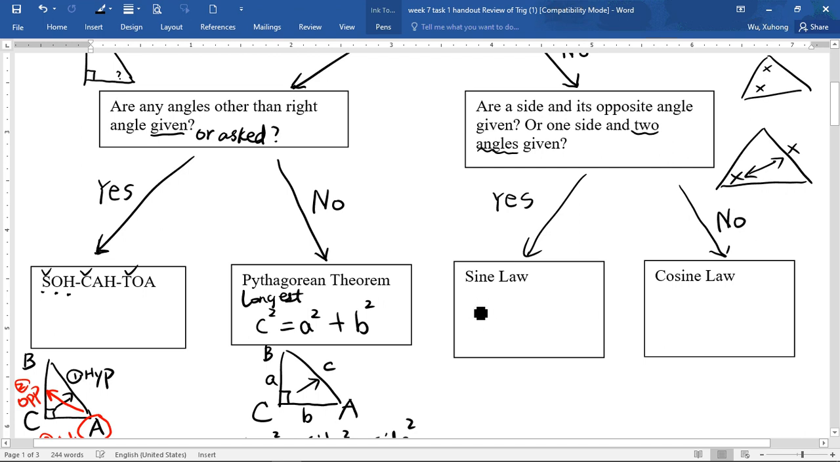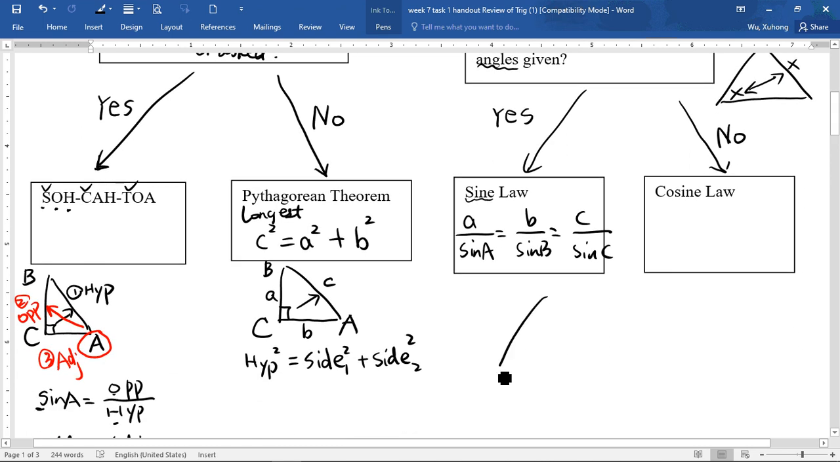So for the sine law, the formula is a over sine angle A equals b over sine angle B equals c over sine angle C. So this is the sine law. Remember the ratio you are going to use in the sine law is sine. In the sine law, it's very important to label the opposite side using a small letter. The order matters, okay? You must use a small letter to label the opposite side of the corresponding angle.